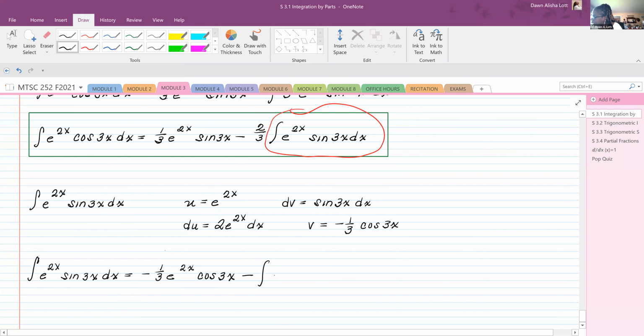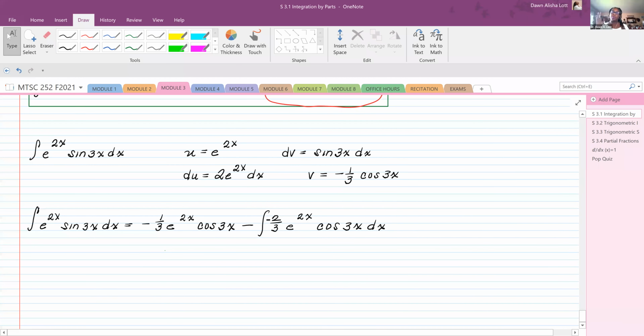So that gives me a 2/3, and it's negative e to the 2x cosine of 3x dx. Okay, so all I've done that's different than the previous problem is I've been throwing around some 2s and 3s. Okay, because we got derivatives of 2x, 2, and integrations bring out 1/3. So that's what I have as an integral.